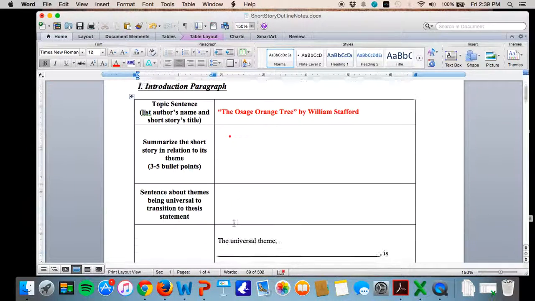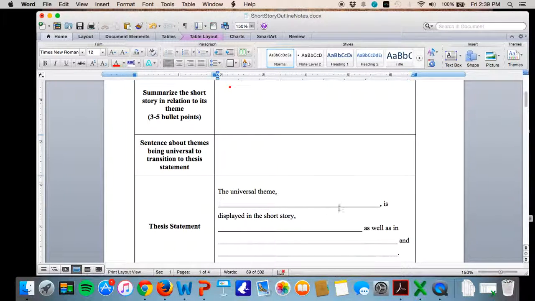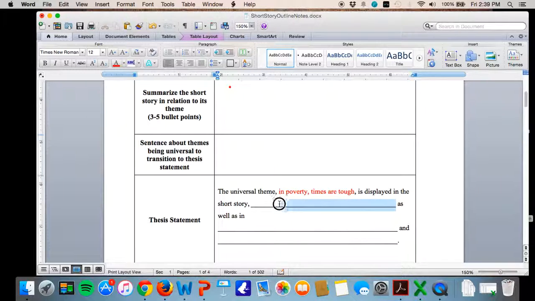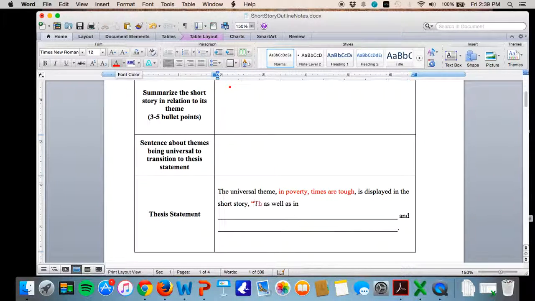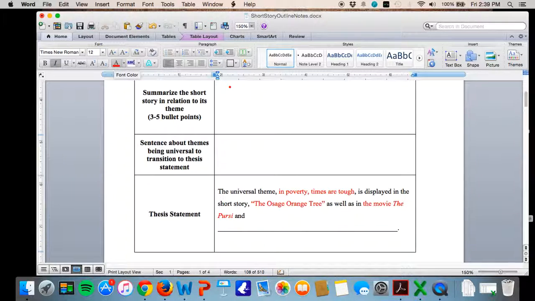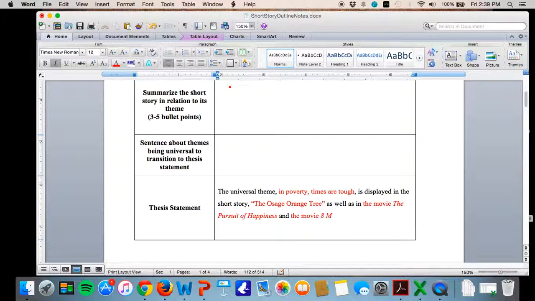So before I do that, I want to fill in my thesis statement really quick. I want to make sure that I talk about the theme, which in my sample was: the universal theme, in poverty, times are tough, is displayed in the short story "The Osage Orange Tree," as well as, and I brainstormed 2 other works that also displayed this theme, the movie, and because movies are italicized, I'm going to change that, the movie The Pursuit of Happiness, and another movie, which I'm going to make red, the movie 8 Mile.